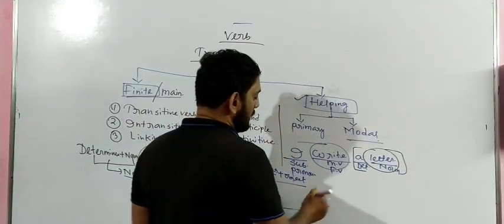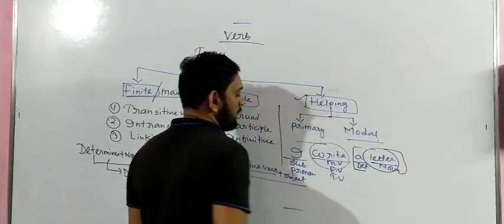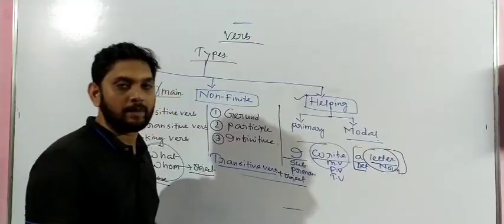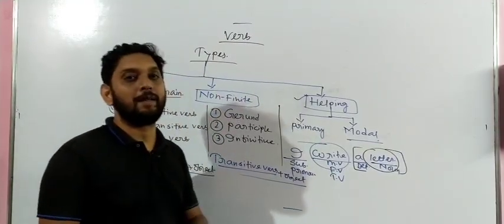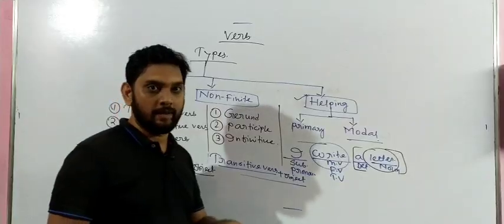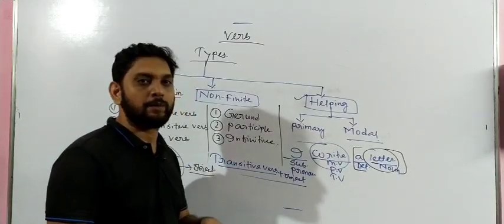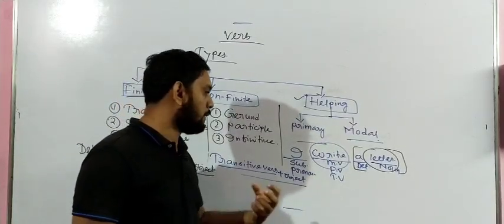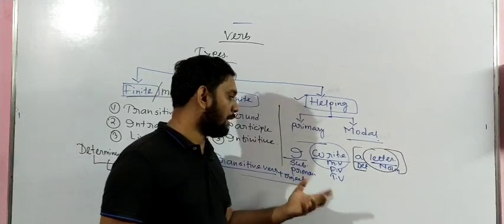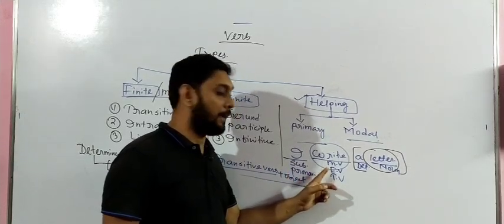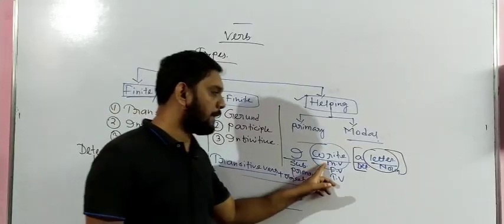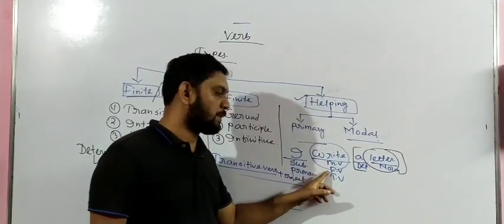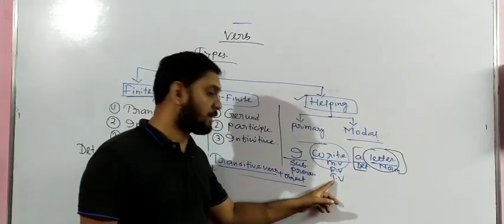So we can also call it a transitive verb. We can call it the main verb. We can call it the finite verb also. If you study very deeply, if you go all in, if you know the length and breadth of this topic, then you can easily understand why we call it finite verb, why we call it main verb, and why we call it transitive verb. It is the main verb of the sentence, also known as the finite verb, and also known as the transitive verb.